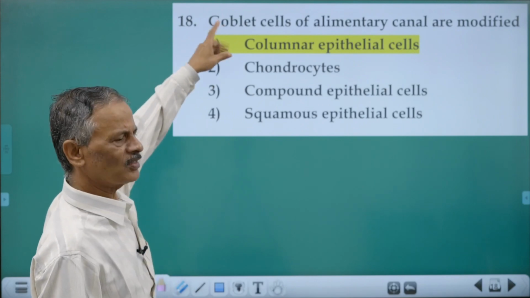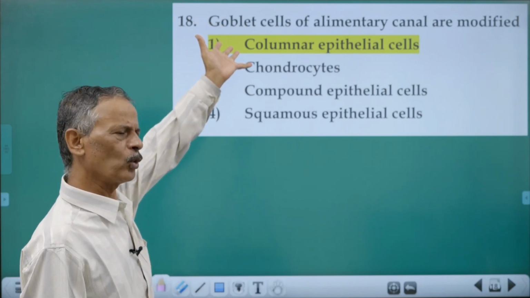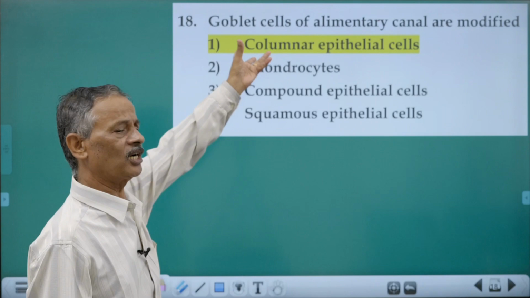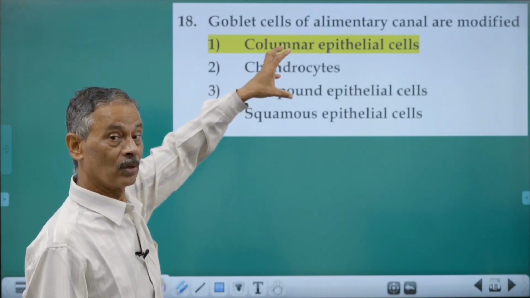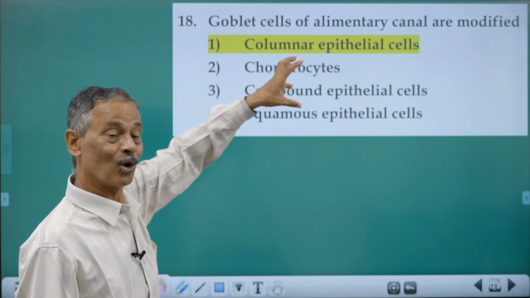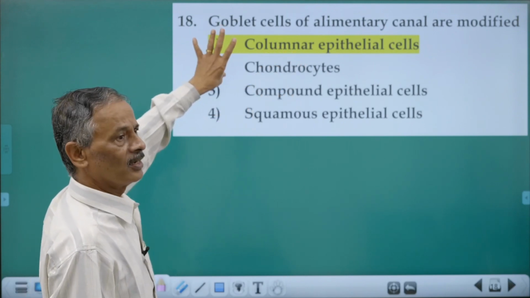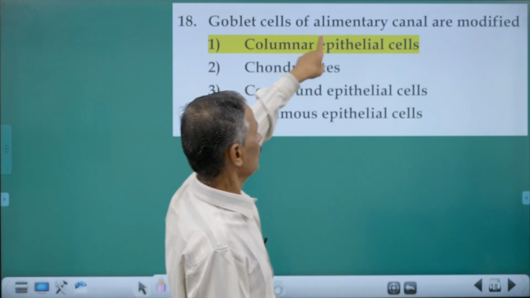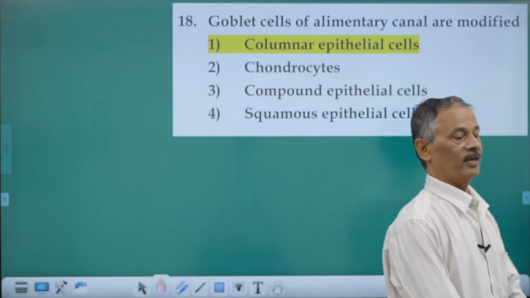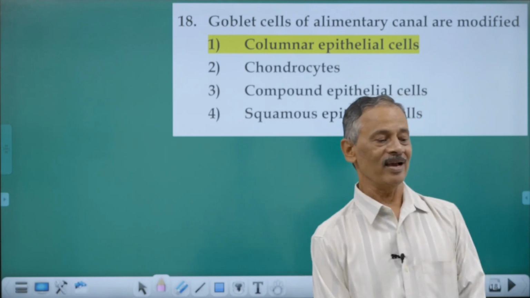Goblet cells. What are goblet cells? Goblet cells are mucus producing. In one of the earlier chapters, I have told you that goblet cells are typical example for holocrine. Complete cell is burst and secretions are coming out. They are present throughout the alimentary canal. What are they? They are all modified epithelial cells.